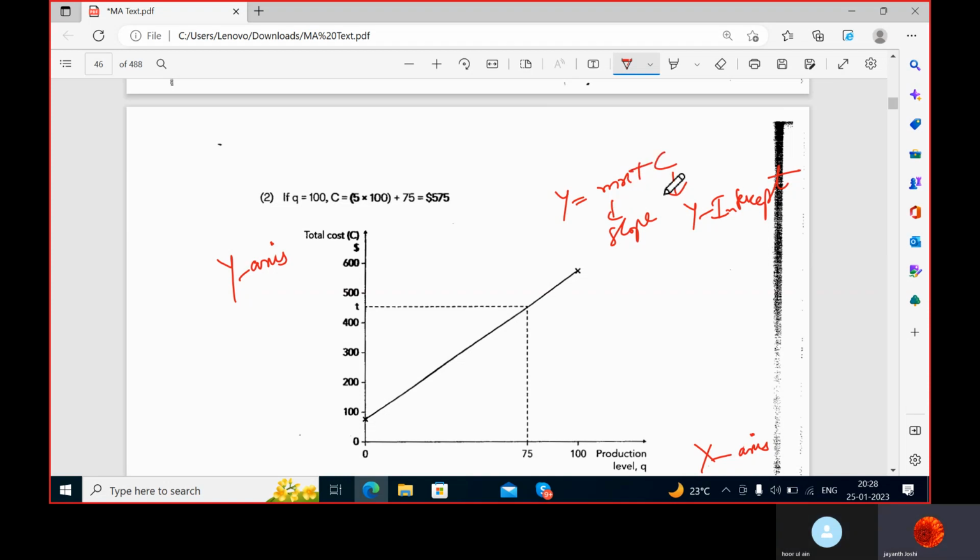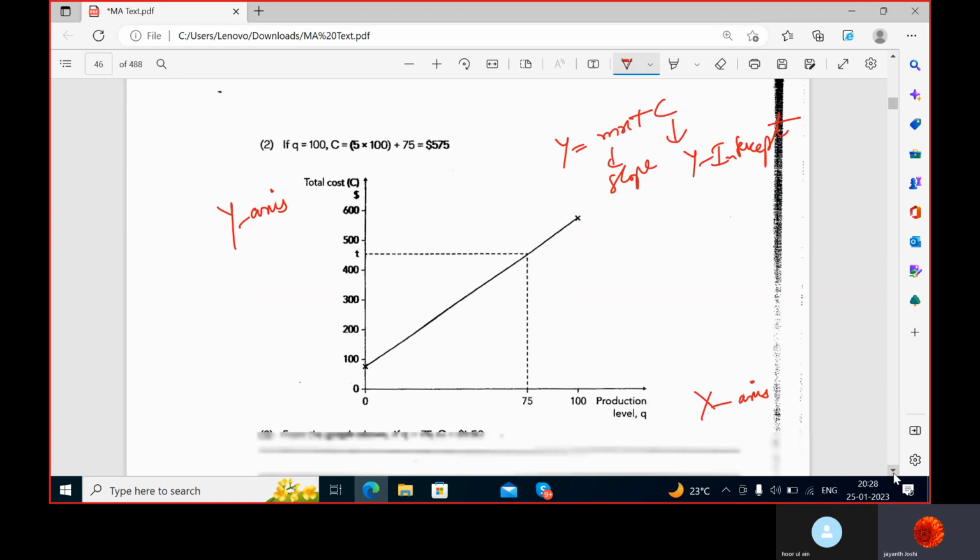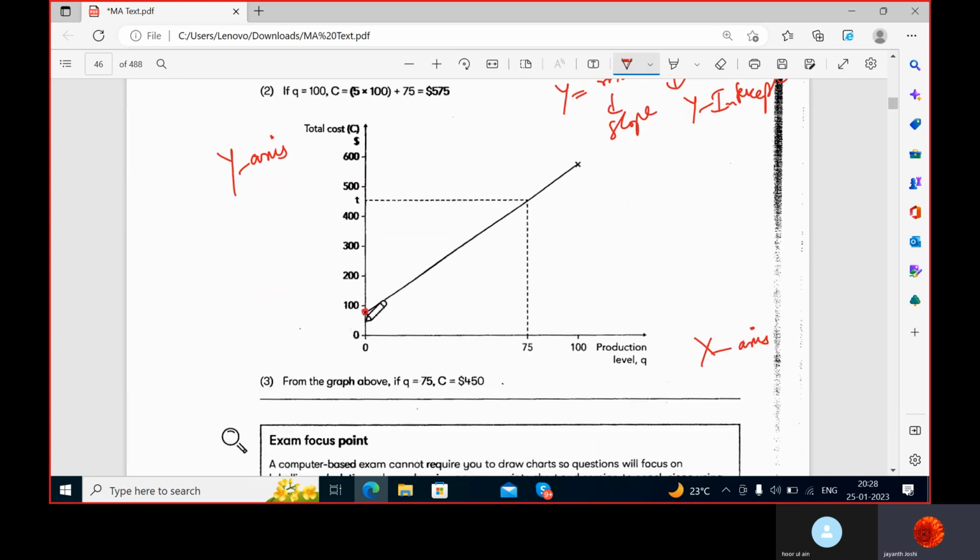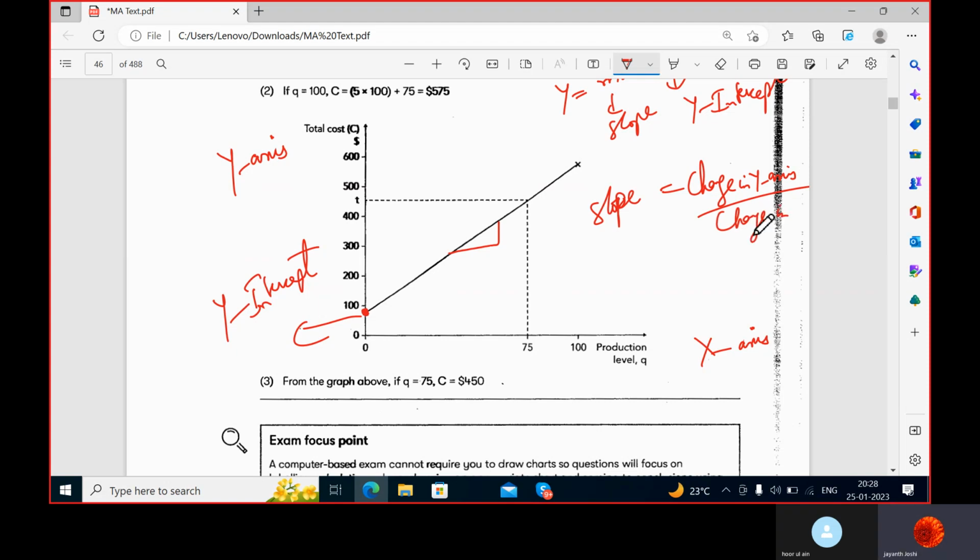So what do you mean by slope and what do you mean by y-intercept? See, this is the point at which this line is touching the y-axis. So this is called the y-intercept. And this is the slope. Slope is nothing but change in y-axis upon change in x-axis. That means if things move in the x-axis, things definitely move in the y-axis also. Am I right? Yeah. That is what the slope is.